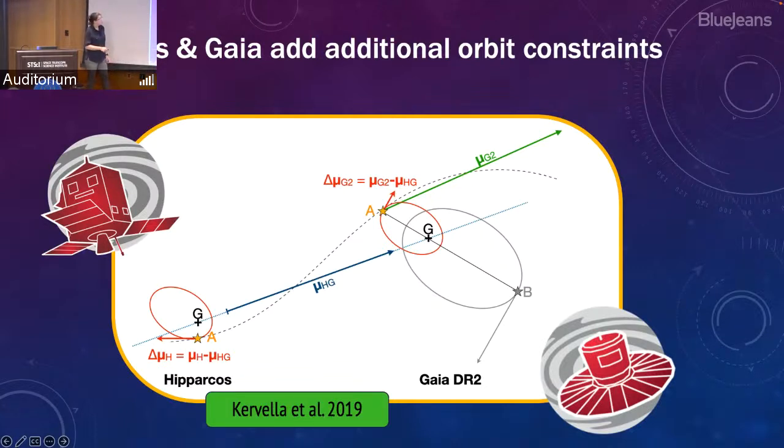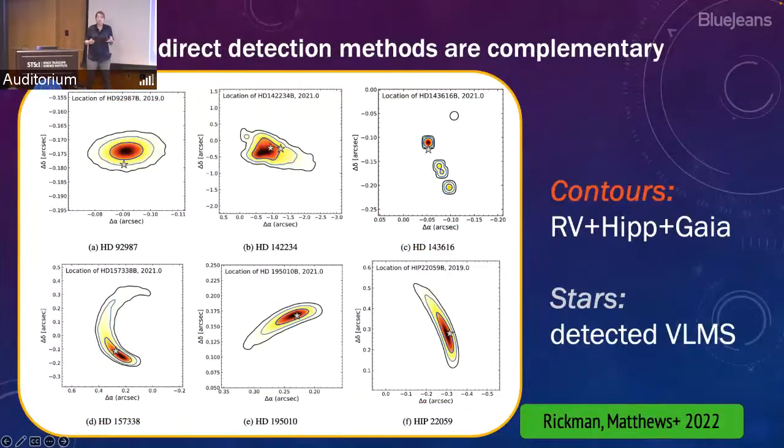So you'll see a small anomaly between the instantaneous motion at the Hipparcos era and the instantaneous motion at the Gaia era relative to the long-term average proper motion that we can detect from the change in position of the target. And this works really well, especially when we combine it with that radial velocity information.